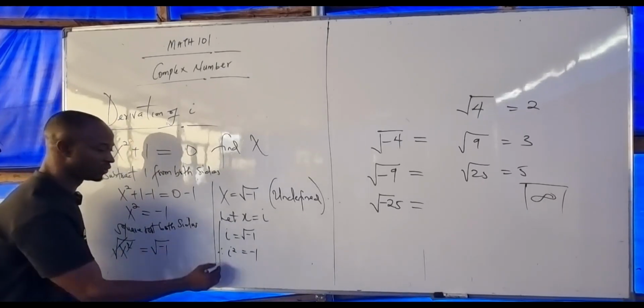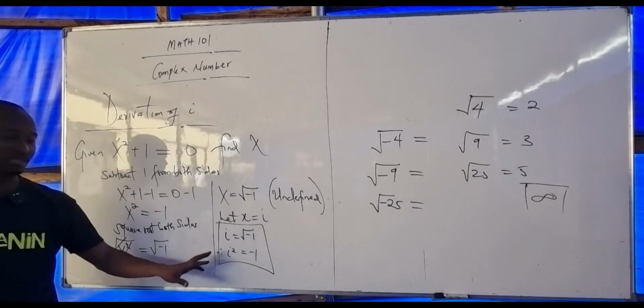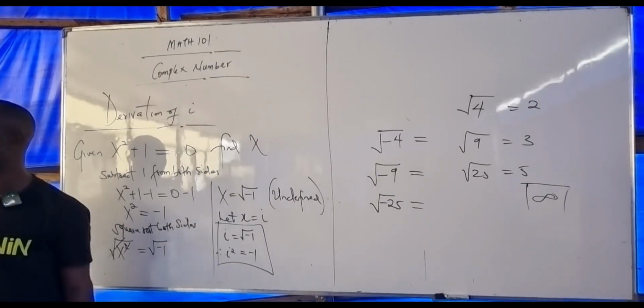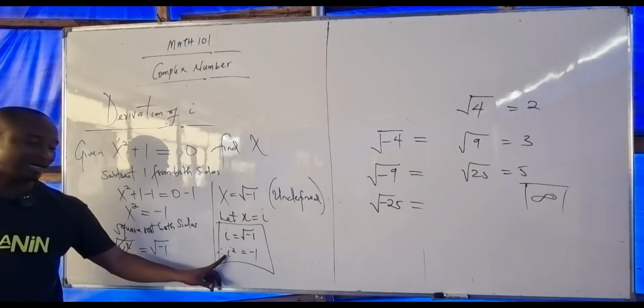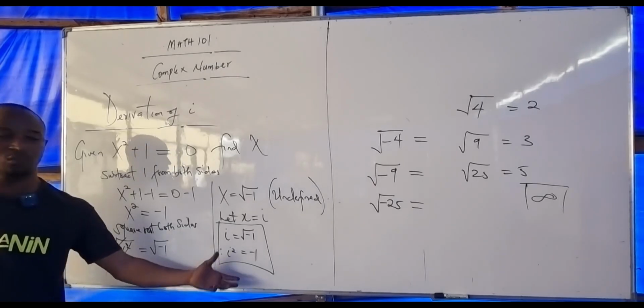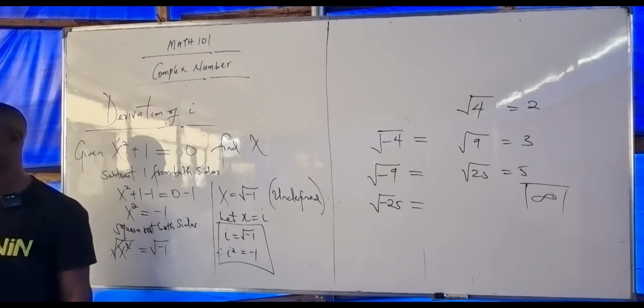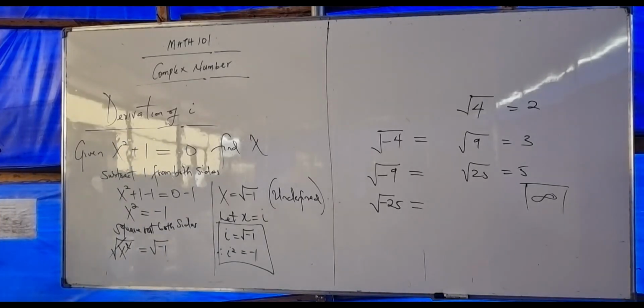Take note of these two major things throughout our journey in complex numbers. I will keep on using this. Anywhere you see i, it represents root of minus 1. What of i squared? Minus 1. Please take note. So this is how we come about the value of i. Okay? Now, let me give us an instance so that we can learn.